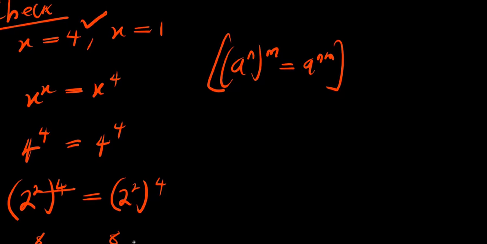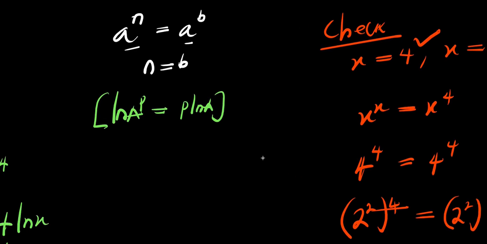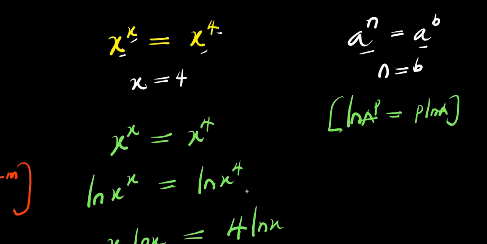Let's also check for when x equals 1. We have x^x = x^4. That means 1^1 equals 1^4. 1 to the power of 1 is 1, equals 1 to the power of 4, which is 1. In fact, 1 to the power of any number is 1. So guys, the two values of x have proven to be correct, and that is it in this video.